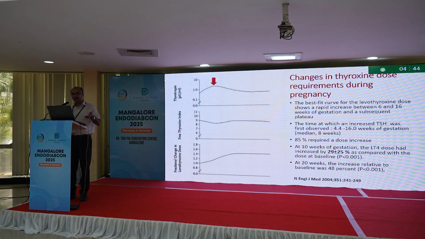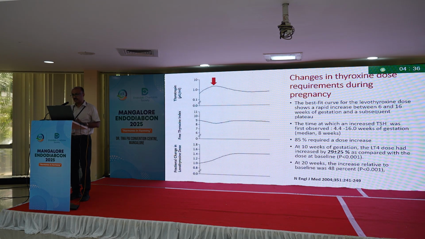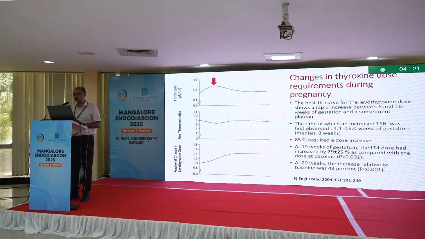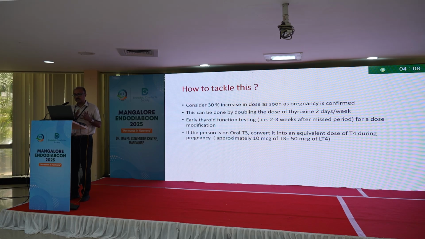Now, what happens to thyroxine dose requirements in pregnancy? Again, I think I'm running short of time. So, you can see the TSH goes up in pregnancy, and the median time at which the TSH peaks is around 8 weeks of gestation. By 10 weeks of gestation you have almost a 30% average increase in the T4 which is required, and by 20 weeks of gestation you have almost a 50% increase in thyroxine dosage which is required. So basically you anticipate this, that is what you should be doing. So how do you anticipate and take action?